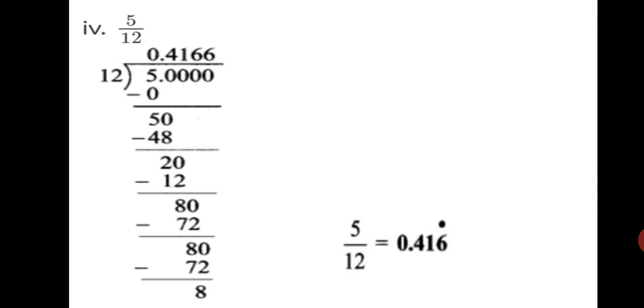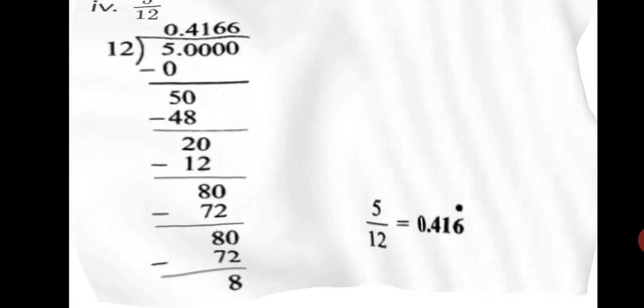So this is which type of rational number in decimal form? This type of decimal form of a rational number is called a recurring decimal form. Okay. Previously, the first 3 sums you got terminating decimal form. The fourth sum shows recurring decimal form of a rational number. Okay. Let's go to fifth one.